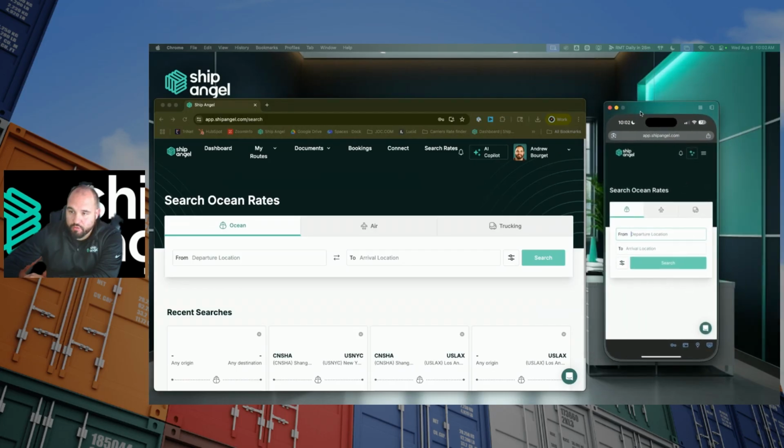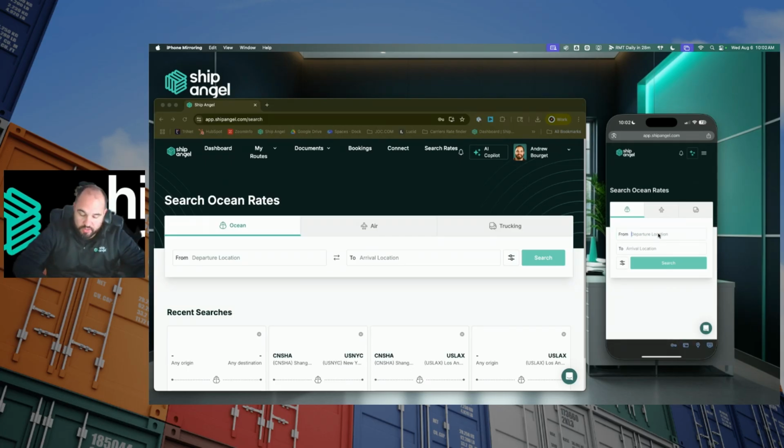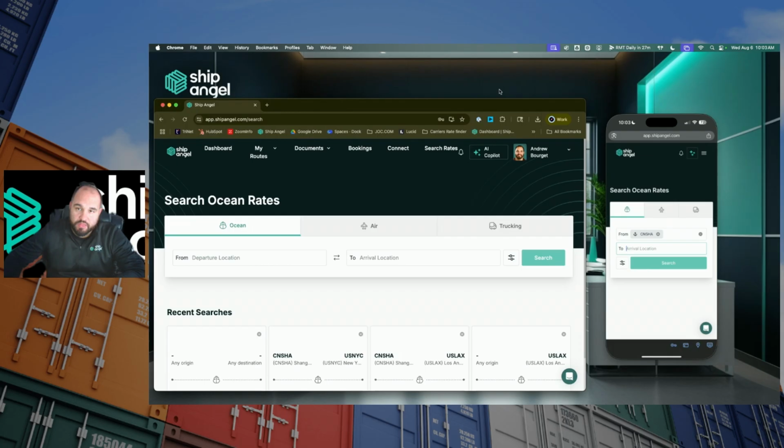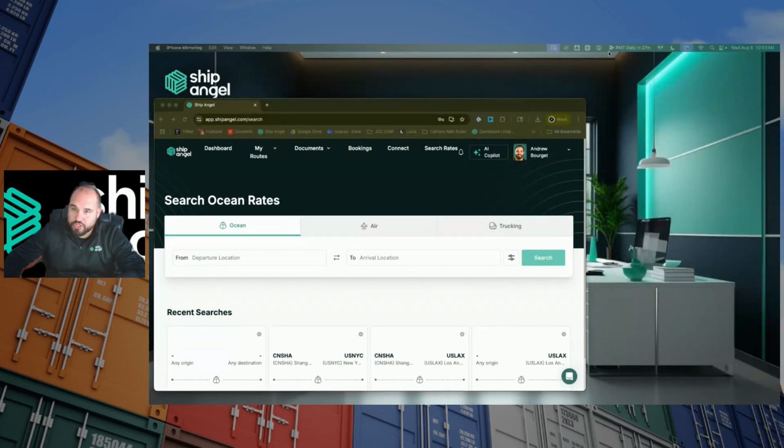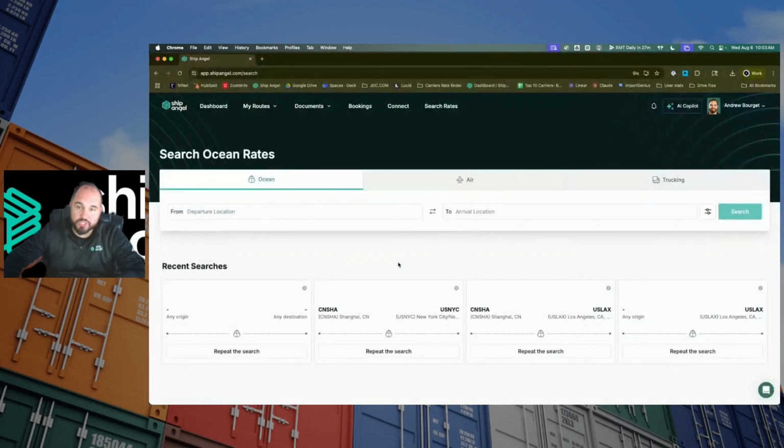And so I'm going to drag over here. This is just a screen share of my iPhone. And what's really useful here in the system is whether you're on the go or you're at your desktop, you're always going to have the ability to search and understand your rates. The most important part of the ShipAngel system is our search function. And so inside the search function for ocean, air, and trucking, you're going to get the ability to really search your rates and develop answers to questions you may have.